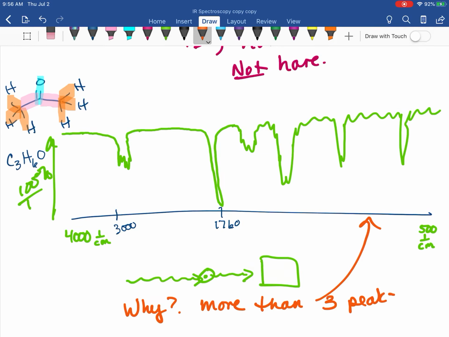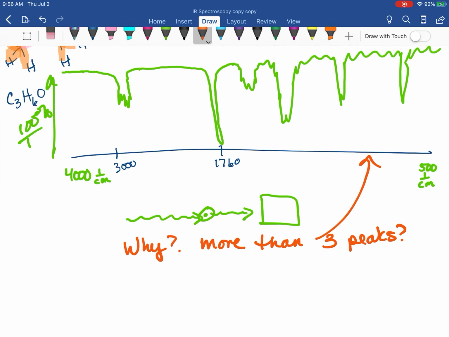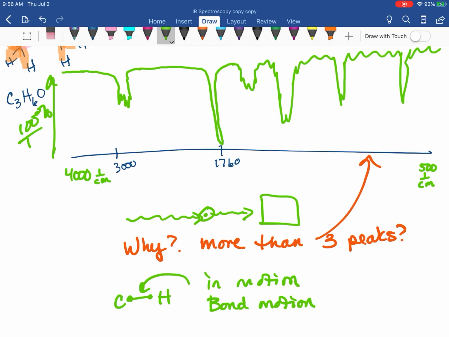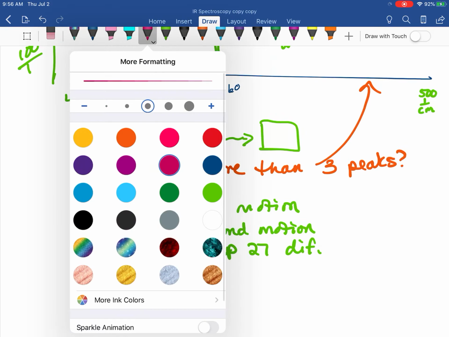All right, so let's add one little tidbit to our IR, and that is what is actually happening to your bond and why can we see it? So if we take that acetone bond and let's look at just a basic carbon-hydrogen bond, the actual bond is in motion. In fact, there are up to 27 different vibrational and rotational modes. There's not just one.